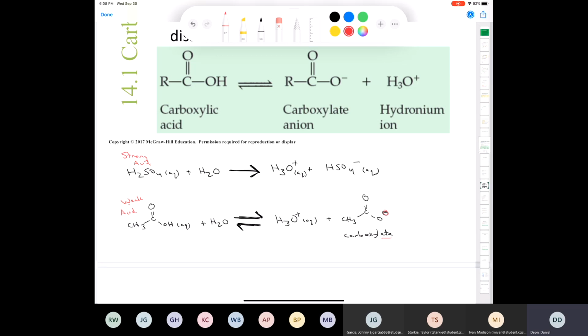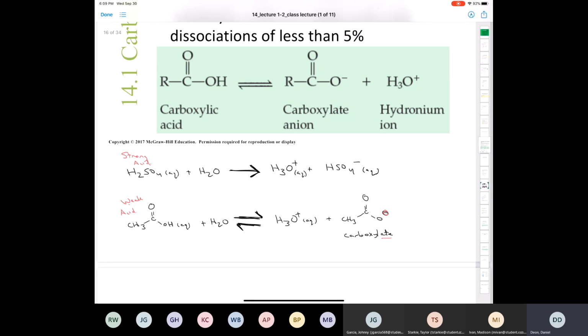There we have it. Give me a thumbs up if you follow me on strong acid versus weak acid, and that a carboxylic acid is a weak acid. Very, very important. Great. Very important concept moving forward in this class.